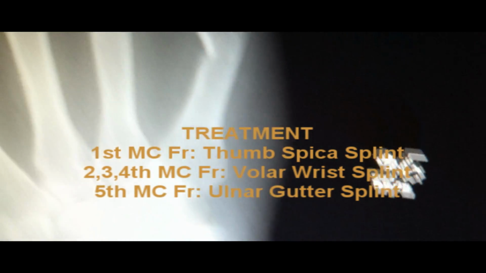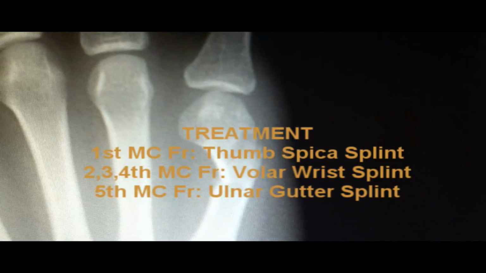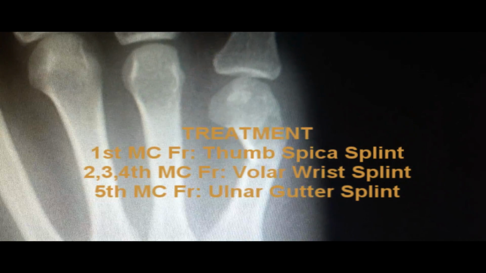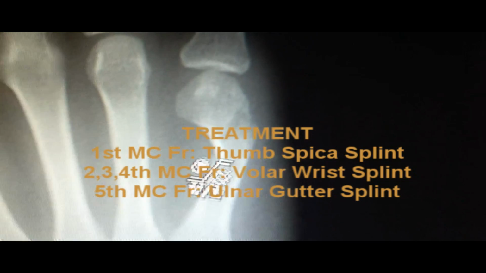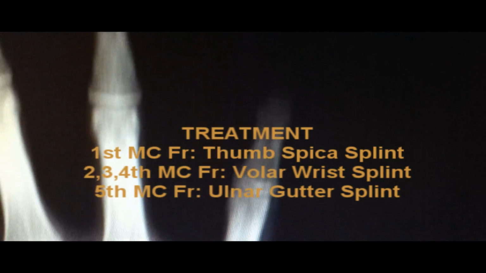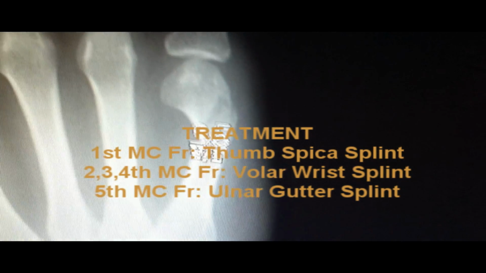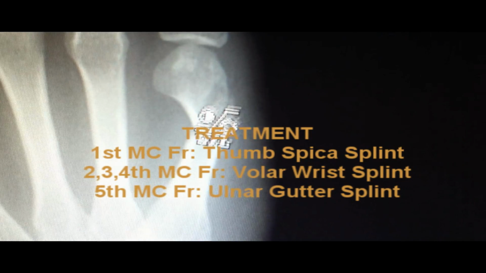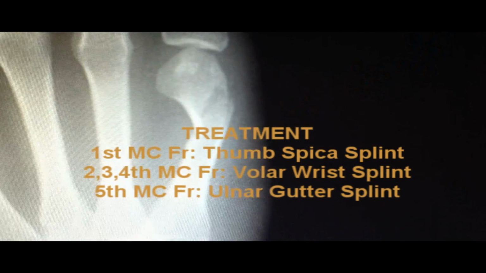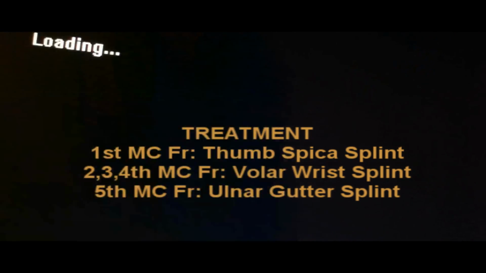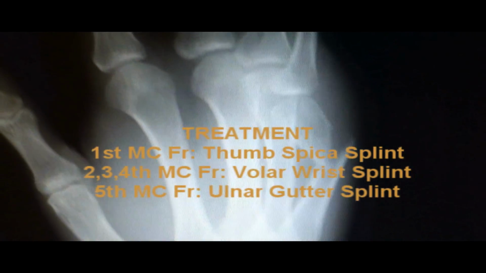So very easy to remember. If the fracture is in the second, third or fourth metacarpal, you use volar wrist splint. For boxer's fracture, you use an ulnar gutter splint. And for Bennett fracture that involves the first metacarpal, you use a thumb spica splint. So those are the most important points about metacarpal fractures.